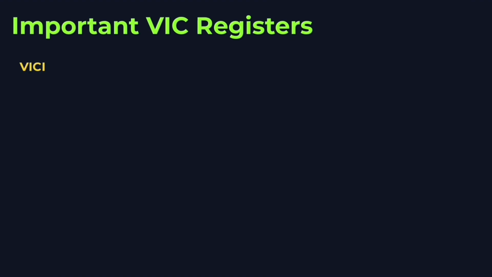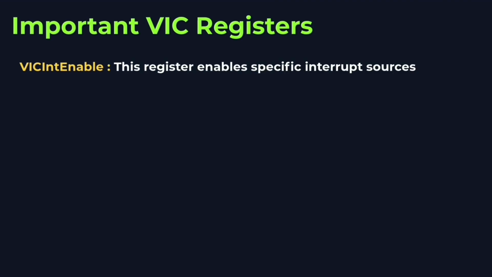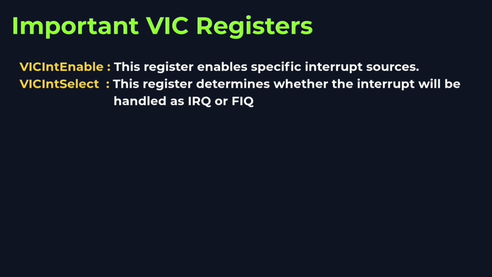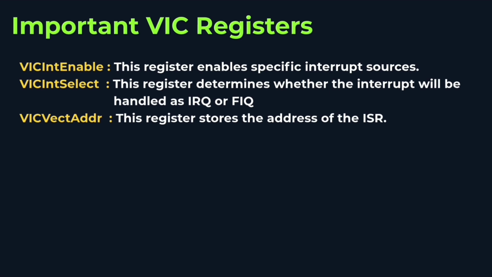At first we have Vectored Interrupt Controller Interrupt Enable Register. This register enables specific interrupt sources. Then we have Vectored Interrupt Controller Interrupt Select Register. This register determines whether the interrupt will be handled as IRQ or FIQ. Then we have Vectored Interrupt Address Register. This register stores the address of the ISR. When an interrupt occurs, the processor reads this address and jumps directly to the handler.